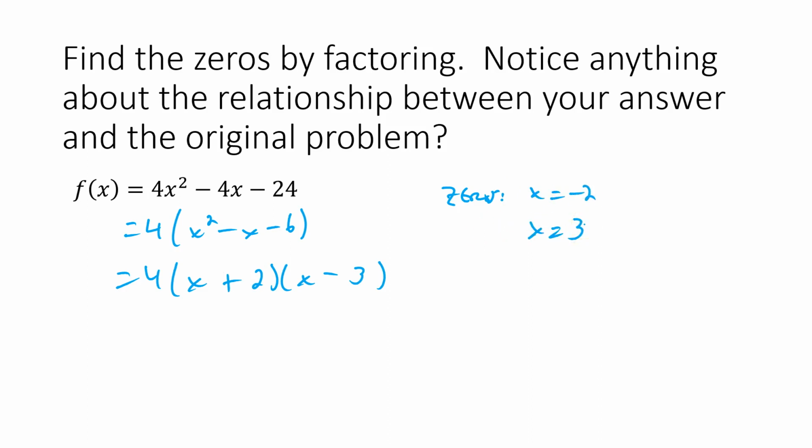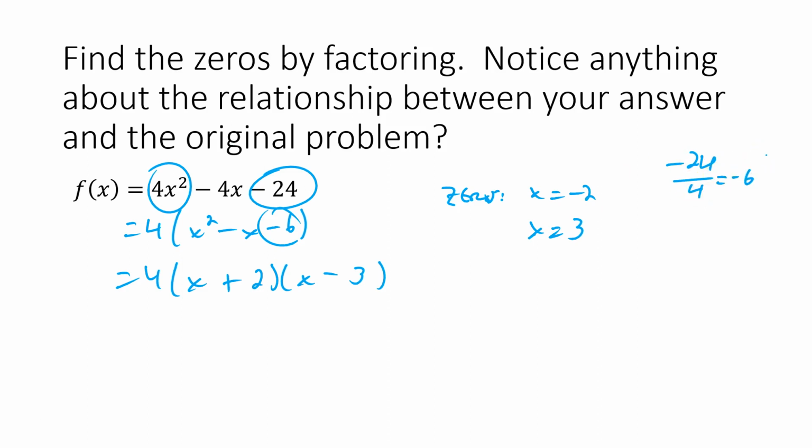Now, the reason I asked if there's a relationship between your answer and the original problem: -2 and 3, if you multiply these together, what do you get? Well, you get -6, right? -6 actually comes from something in the problem. It comes from the last term divided by the first term. -24 divided by 4 is equal to -6.